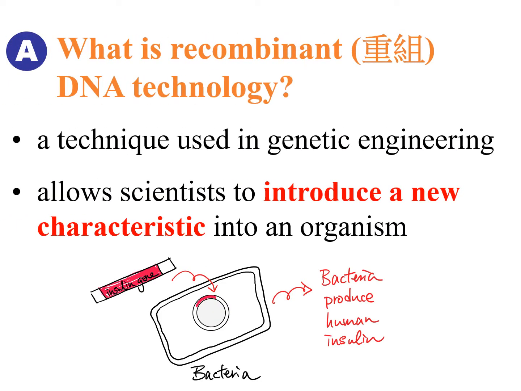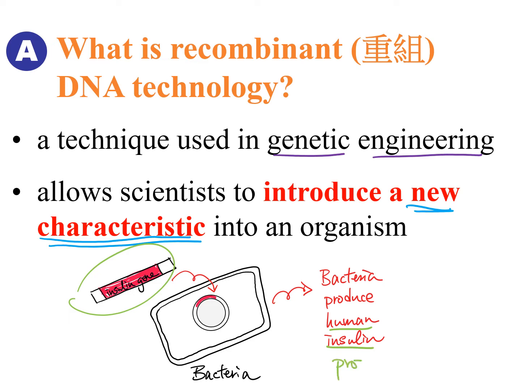So what is recombinant DNA technology? It is a technique used in genetic engineering. It allows scientists to introduce new characteristics or a phenotype into an organism, such as when we put the human insulin gene into the bacteria and get the bacteria to use the human insulin gene to produce human insulin protein.